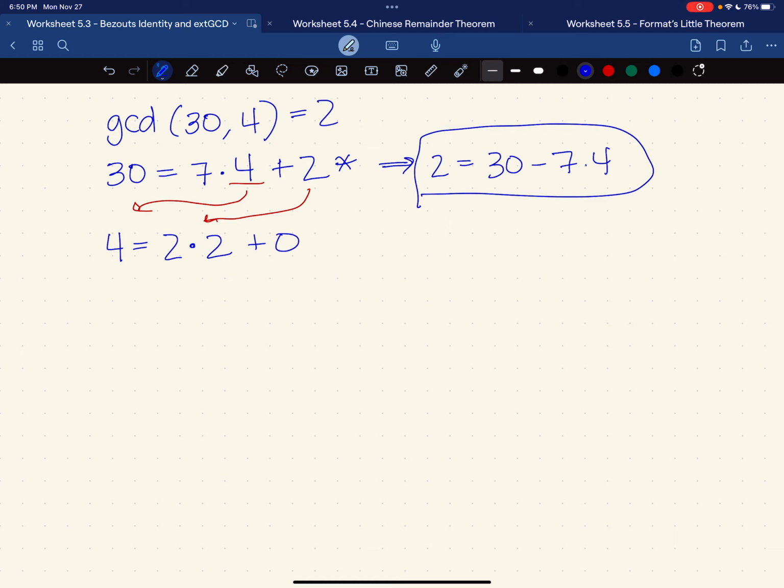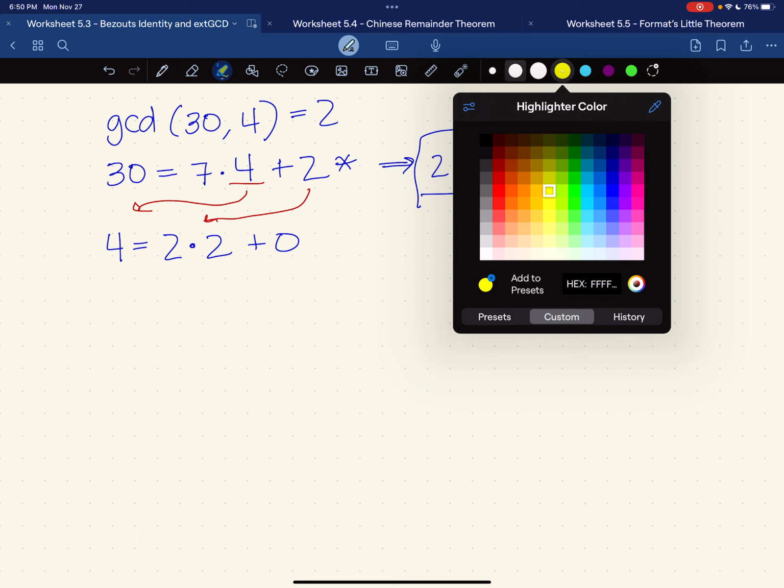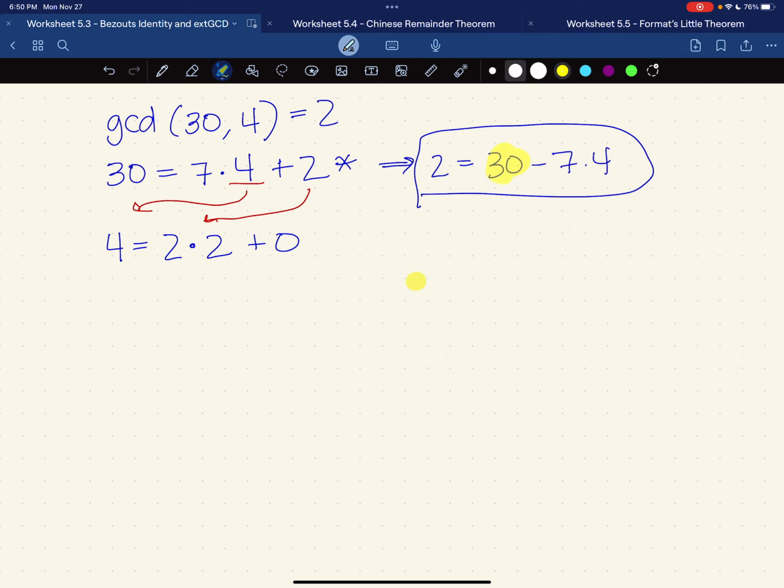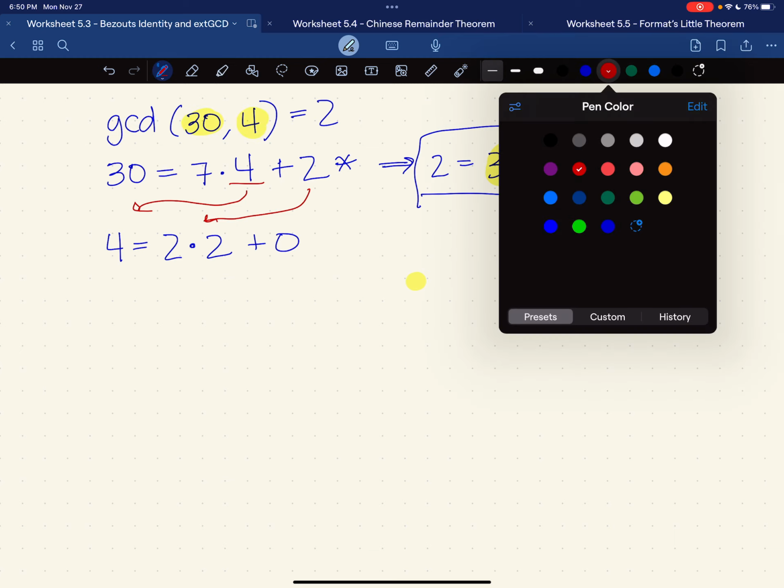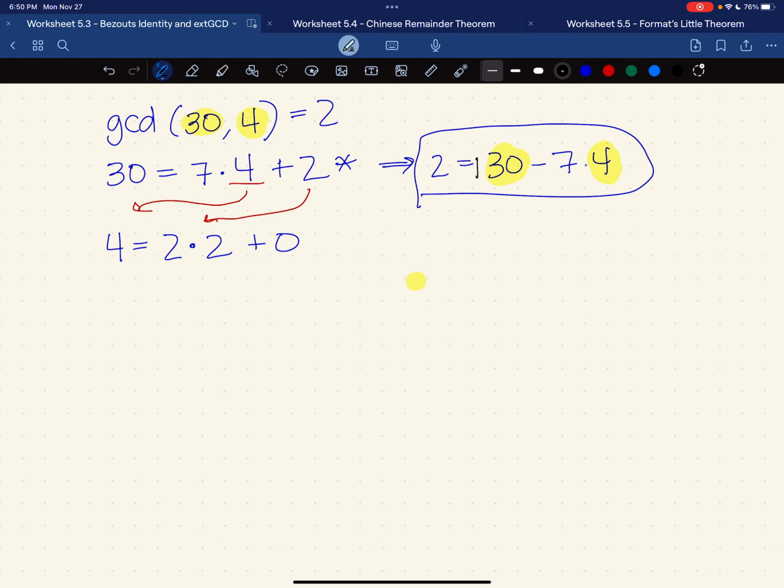Now this one's fun because I actually have it already, which is why I said I need a better example, because here's our 30 and 4 from our starting point. And so the values of S and T are, in this case, 1 and 7. So those, 1 and 7, become our Bezout's coefficients.